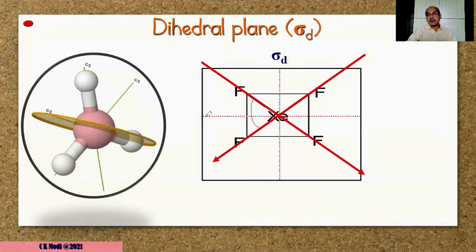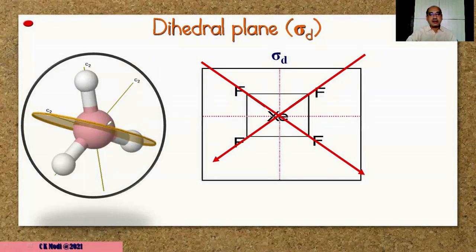Same way, this is also another sigma d, passing through the center of the molecule and dividing the molecule into two parts, one part and second part. Both parts are mirror images of each other, and it passes through the angle between the two subsidiary C2. So how many sigma d planes are there? There are two sigma d planes present.